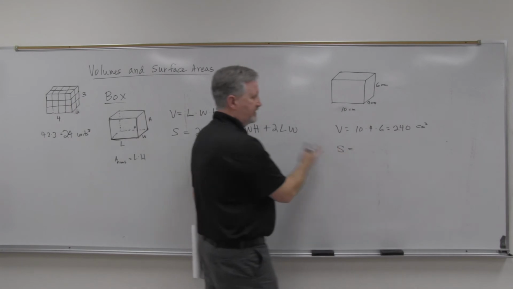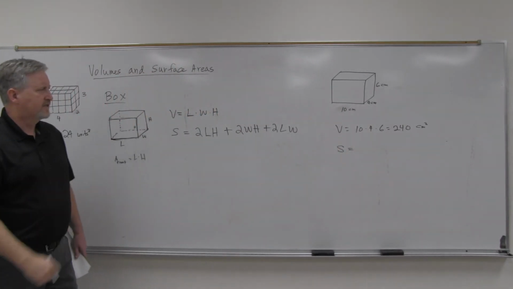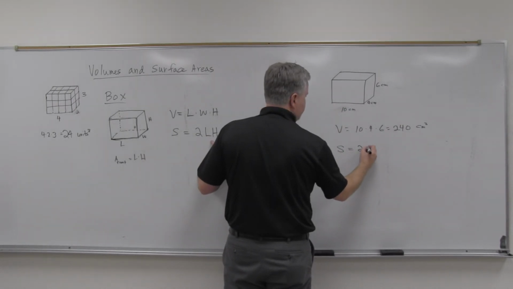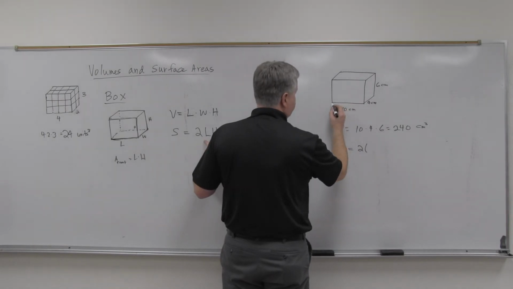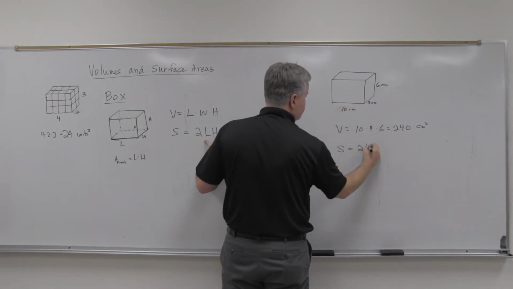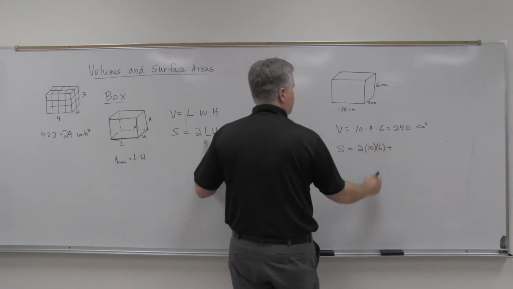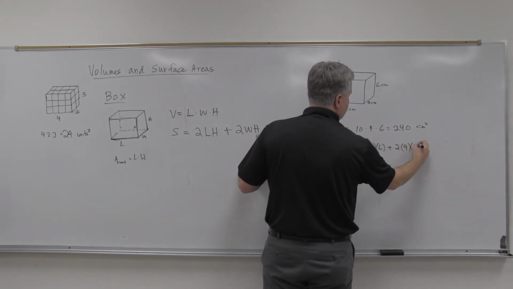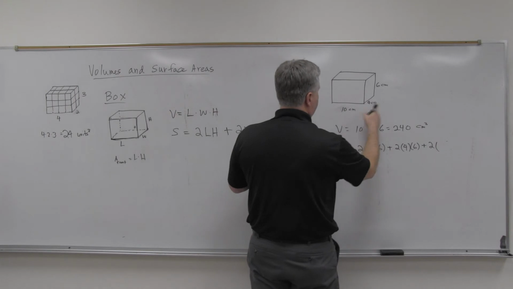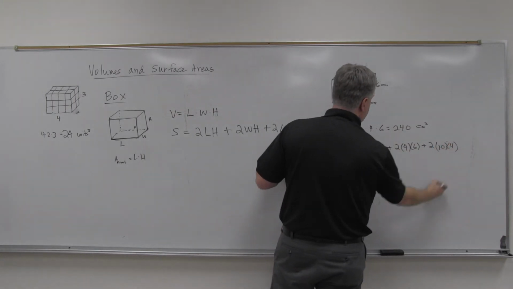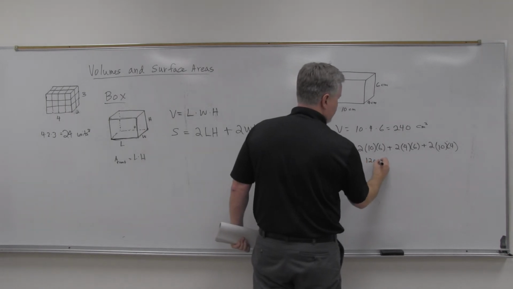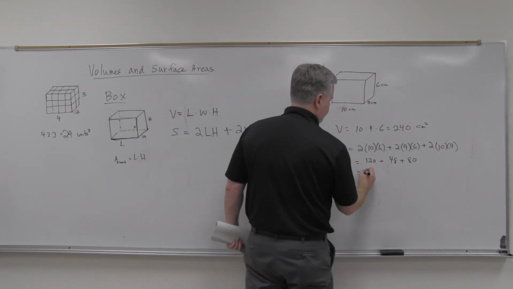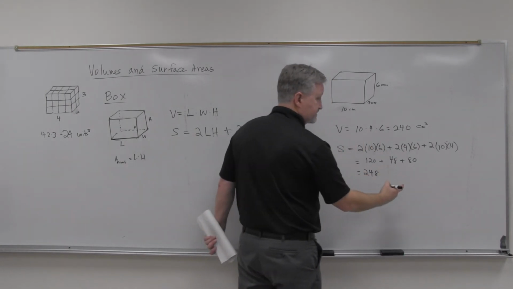The surface area, which I didn't mention, but they just use S for surface area. You just go through it, you do 2 times the length times the height. You don't have to necessarily do it in the same order, but you got 2 times 10 times 6, and then you got 2 times the width times the height, so that'd be 2 times 4 times 6. And then you got 2 times the length and the width, so 2 times 10 times 4. 120, 48, and 80 is, what's that, 248. And it's area, so it's square units.